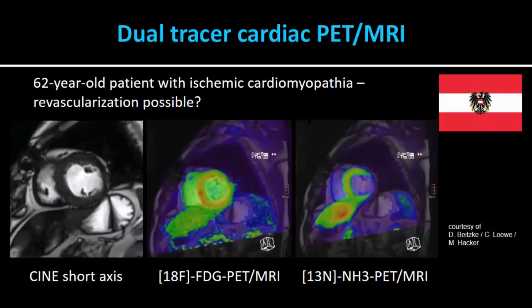Now the opposite case is here. Another patient, you see the thinned myocardium, you see no uptake on NH3, but there is still some uptake on FDG. So this is not all dead tissue. Here revascularization makes sense.